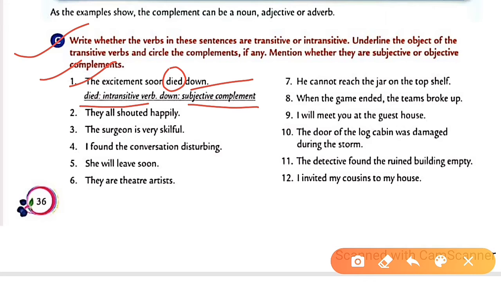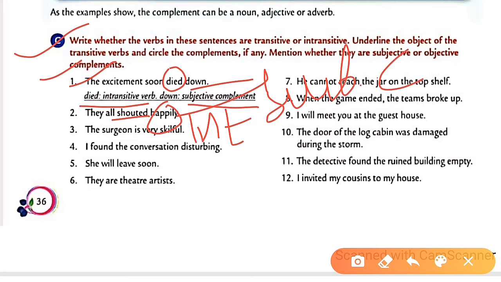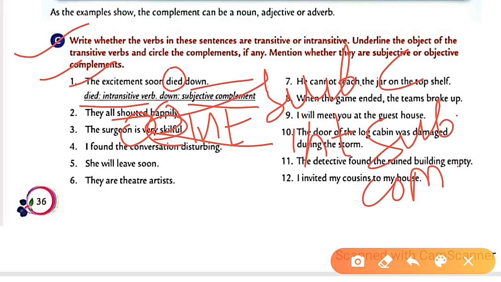Okay, question number 2: they all shouted happily. After shouted, is there an object? No, so it is an intransitive verb. I'm writing int, intransitive verb, and happily is a subjective complement. Guys, come to next: the surgeon is very skillful. Is is which type of verb? Is is an intransitive verb, and very skillful is a subjective complement.